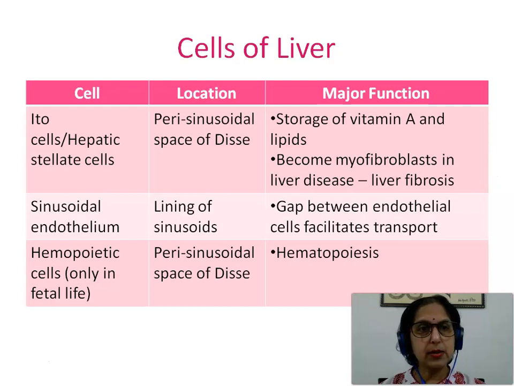Ito cells or hepatic stellate cells. These are seen in the perisinusoidal space of Disse. Their function is storage of vitamin A and lipids. These become myofibroblasts in liver diseases like liver fibrosis. Next, we study the sinusoidal endothelium. This lines the sinusoids, and its function is that the gaps between these endothelial cells facilitate transport. Hematopoietic cells, which are seen only in fetal life, are seen in the perisinusoidal space of Disse, and they help in hematopoiesis.